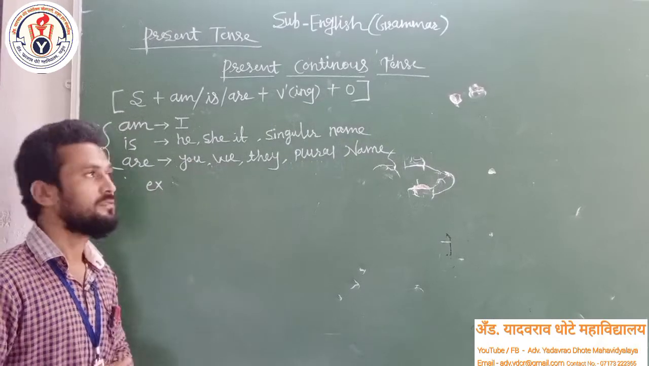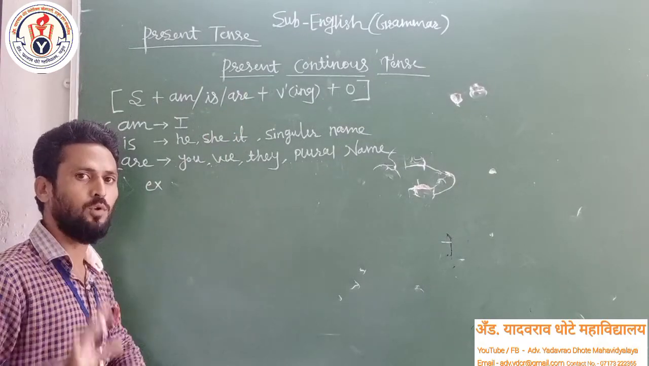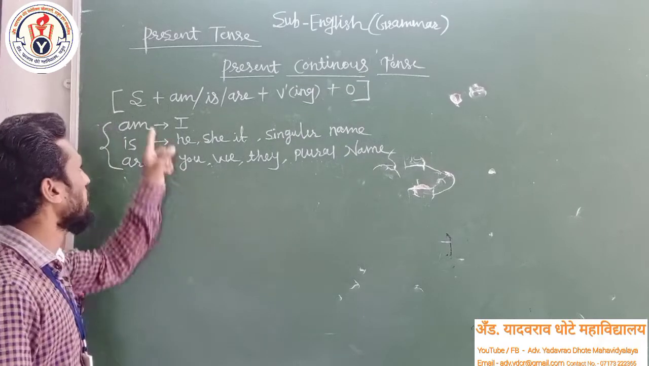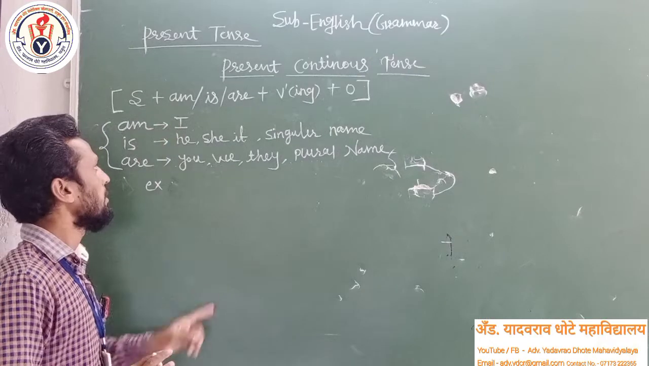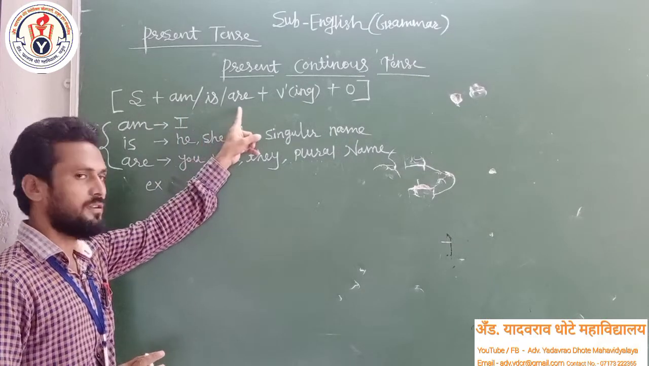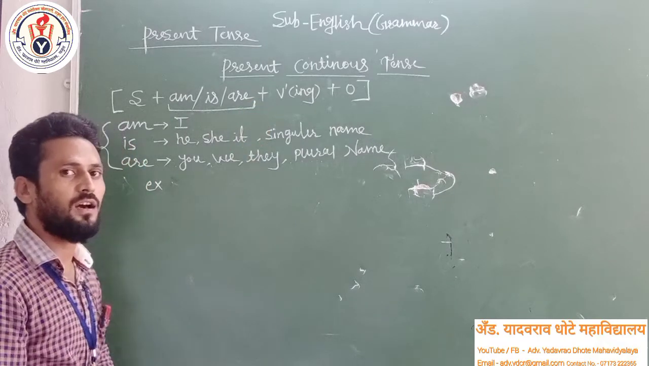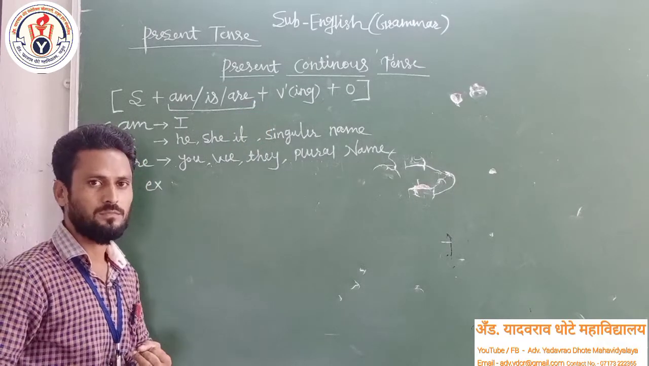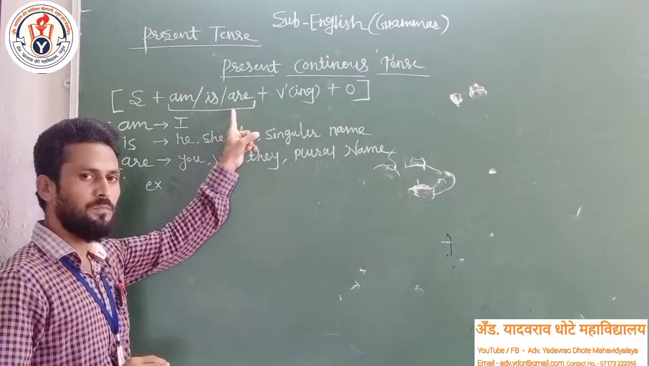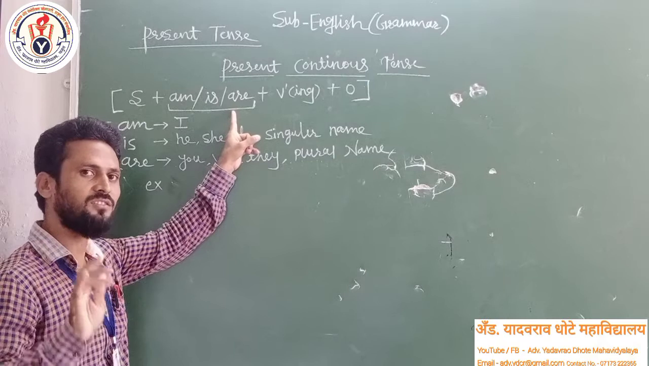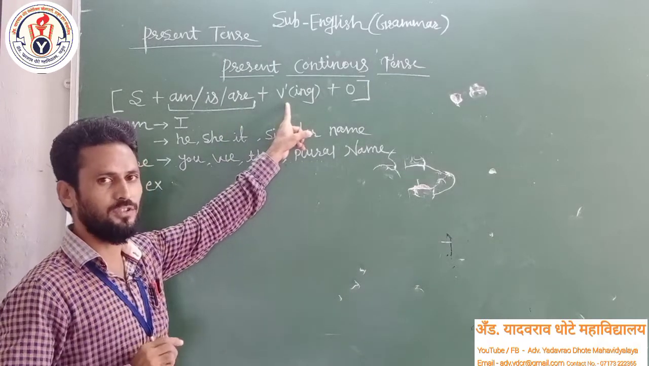The same way, present continuous tense is also giving you another formula, and that formula is: subject, where S means subject. Then am, is, are. These three factors are known as helping verbs or to be forms. There are three helping verbs, students: am, is, are. Next one, verb ing.